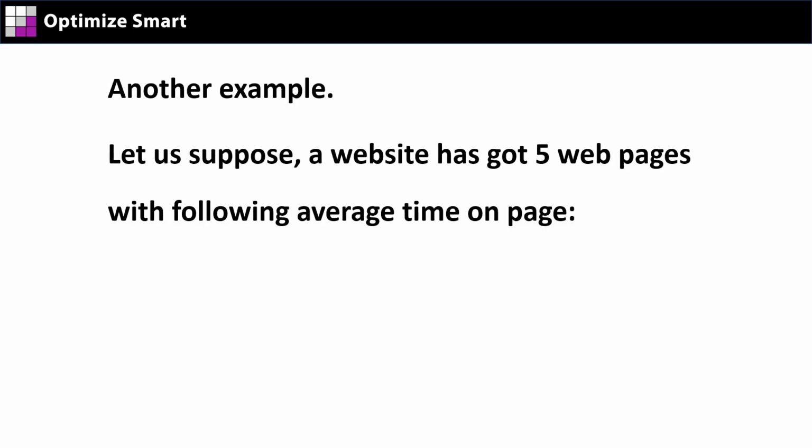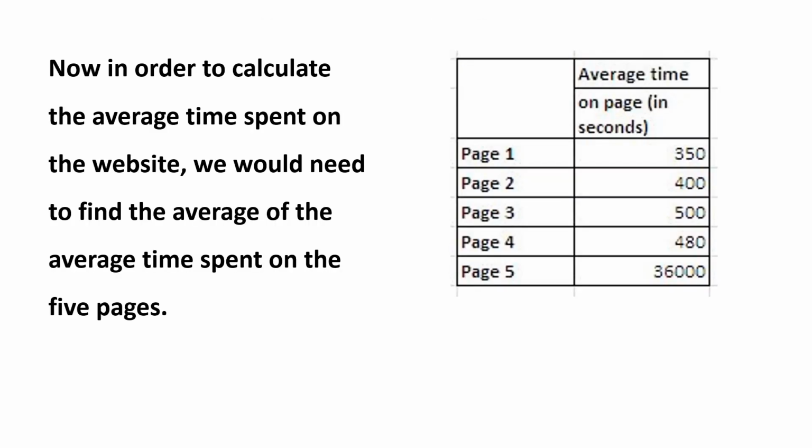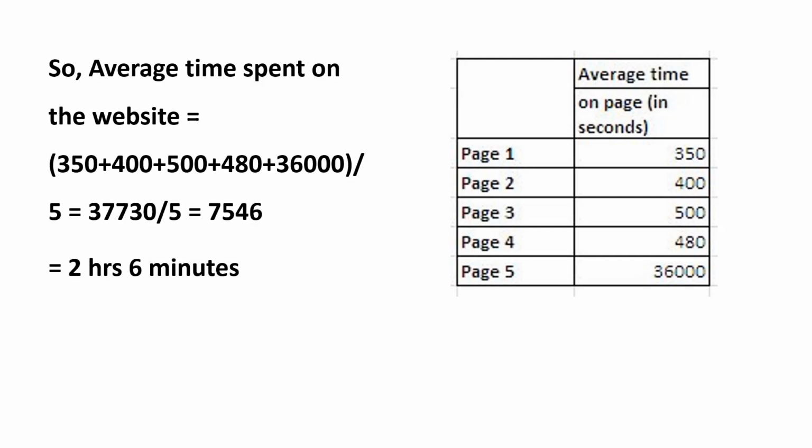Another example. Let us suppose our website has got 5 web pages with the following average time on page. Page 1 350 seconds, page 2 400 seconds, page 3 500 seconds, page 4 480 seconds, page 5 36,000 seconds. Now in order to calculate the average time spent on the website, we would need to find the average of the average time spent on the 5 pages. So average time spent on the website equals 350 plus 400 plus 500 plus 480 plus 36,000 divided by 5 equals 2 hours 6 minutes.